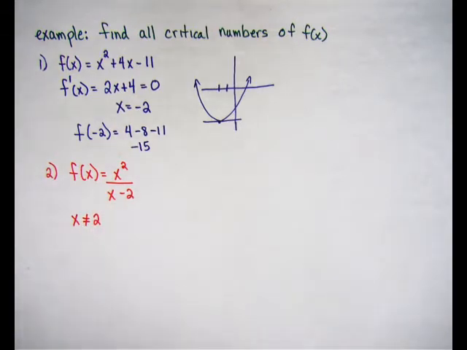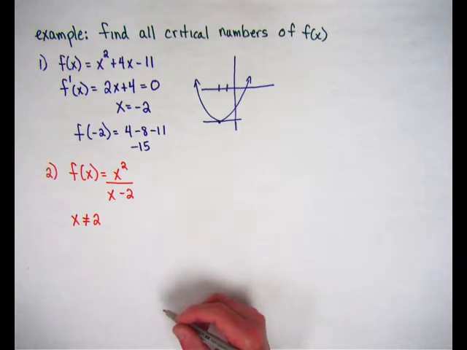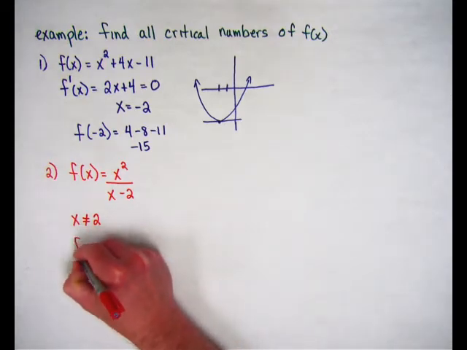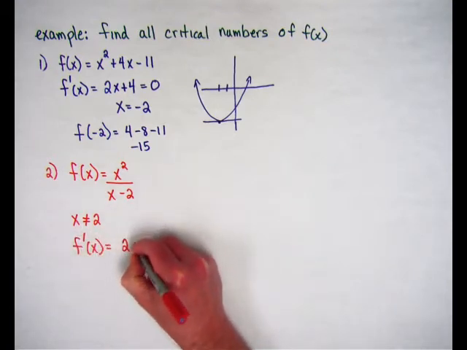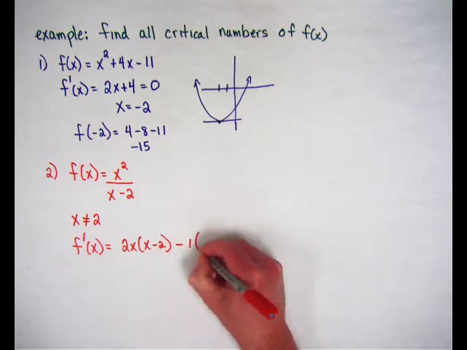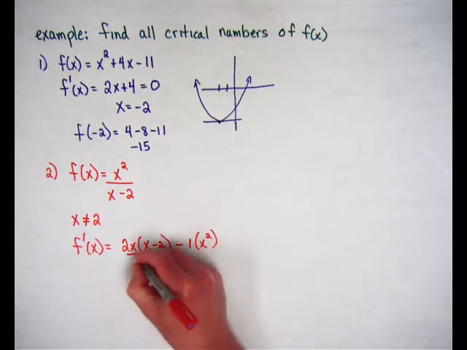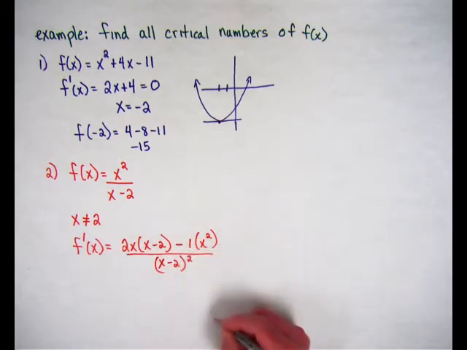So regardless of what comes out of our work here, x equals 2 cannot ever be a critical number because it's a restriction on our domain. So to find the critical number, we look for any place where the derivative is 0 or the derivative doesn't exist. Either way, we've got to take the derivative. So we take the derivative f prime using the quotient rule. So 2x times x minus 2, subtract 1 times x squared, all over x minus 2 squared.